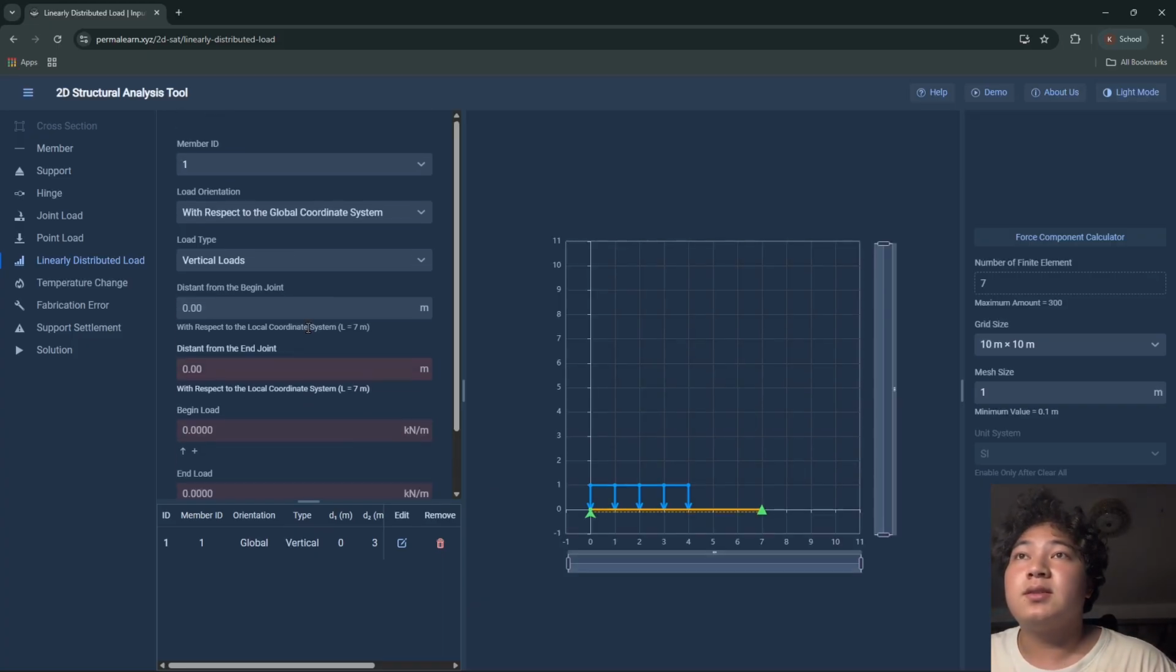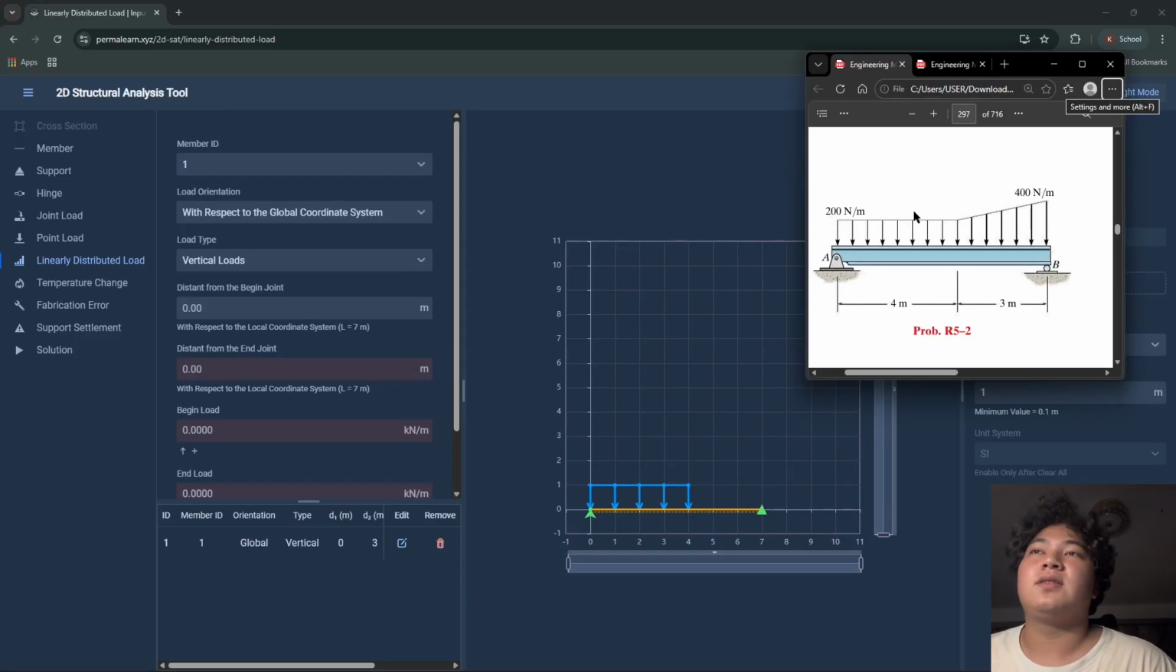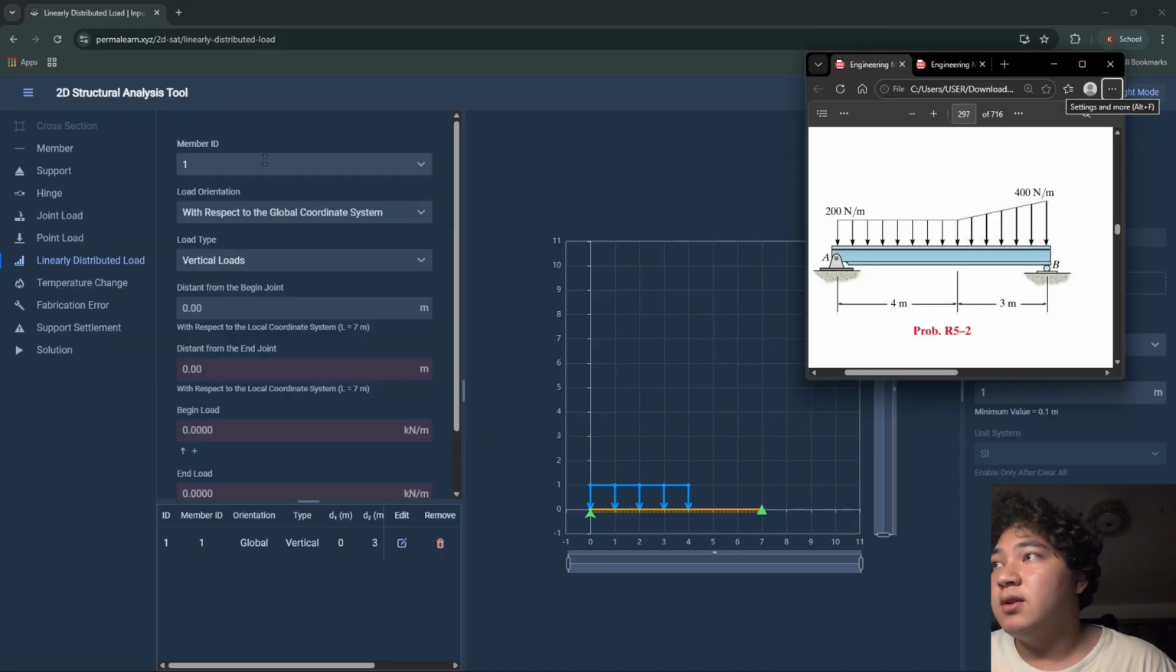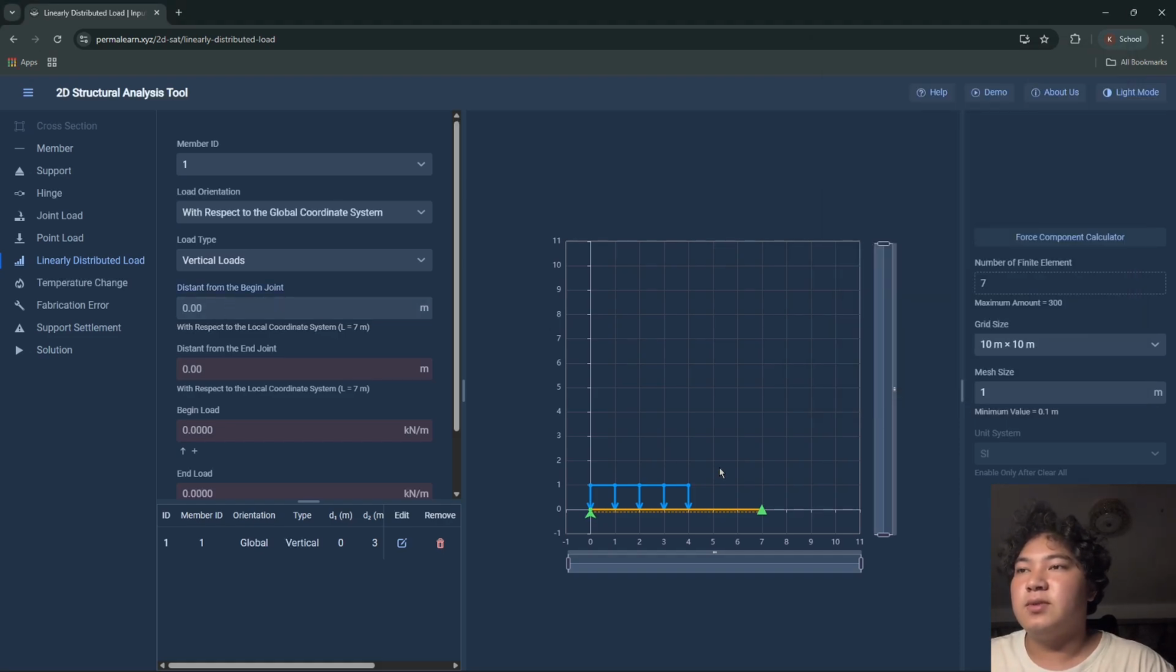Since one side of it is 200 Newton per meter and another is 400, you have to split into 2 parts. Now you repeat the process but change some numbers. This is also a vertical load, also member 1. The distance from the begin joint is now 4, since you want to start from here. And for the distance from the end joint, it's actually 0 again, so we don't have to type anything here.